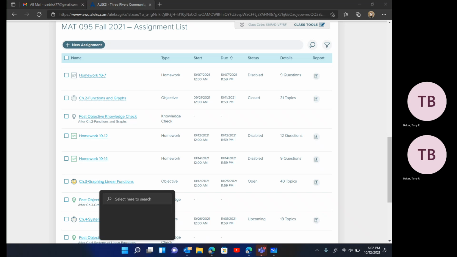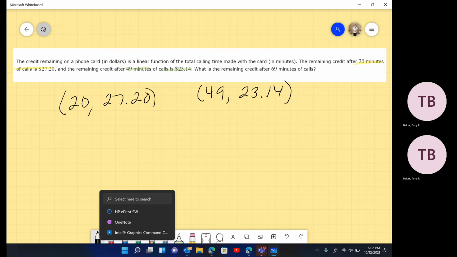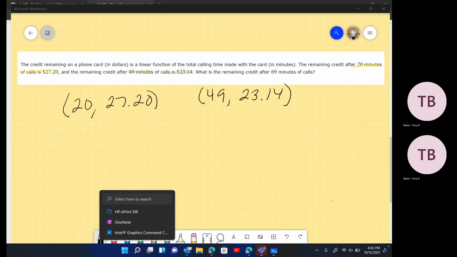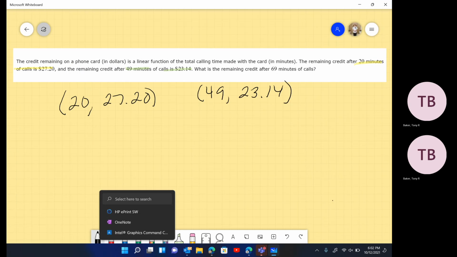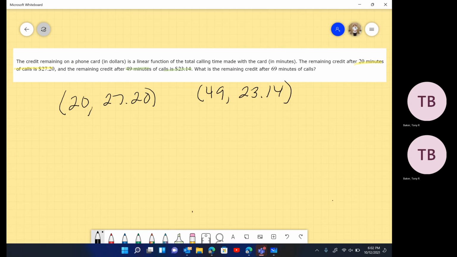Bad water. The water dripped right on my mouse pad and it hit it. There we go. All right.